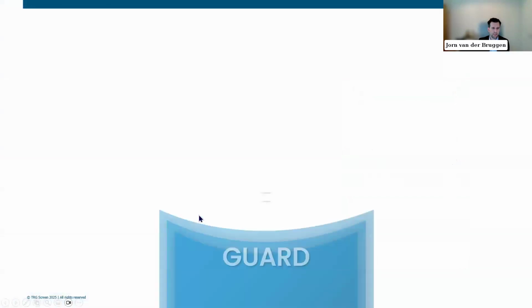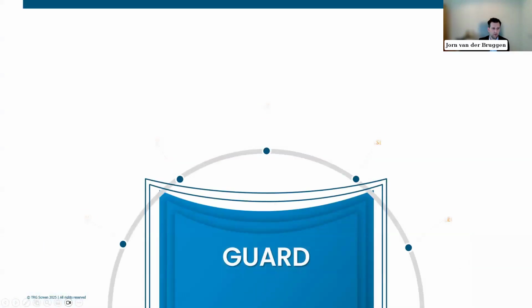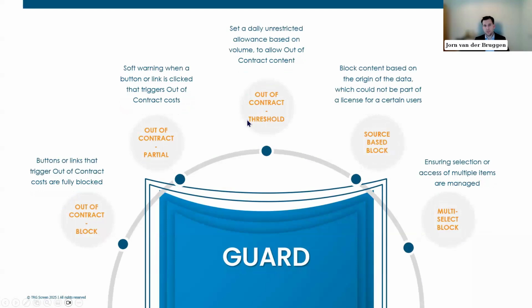So quickly covering the next slide with the different scenarios. Not in much detail, because I'd rather show you later on in the browser. But there are a few different types of pop-ups that you can define, or checks that Guard would do. The first two are quite straightforward. You either fully block someone from accessing a site versus a partial block, where it's just a warning.